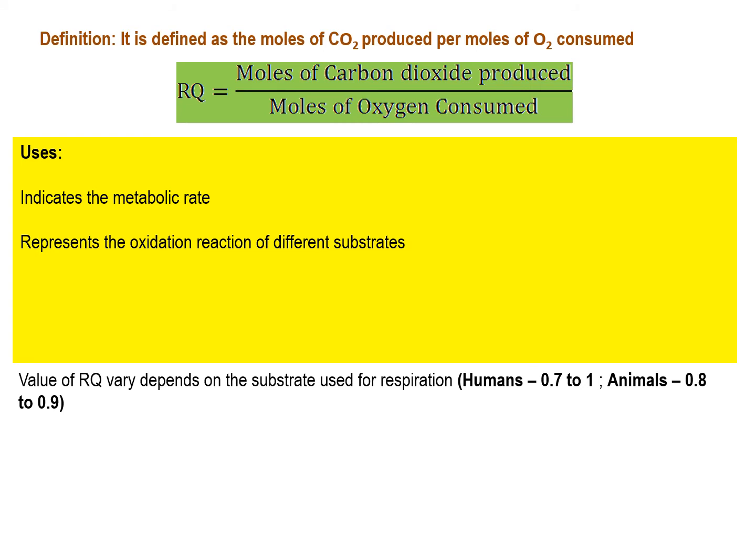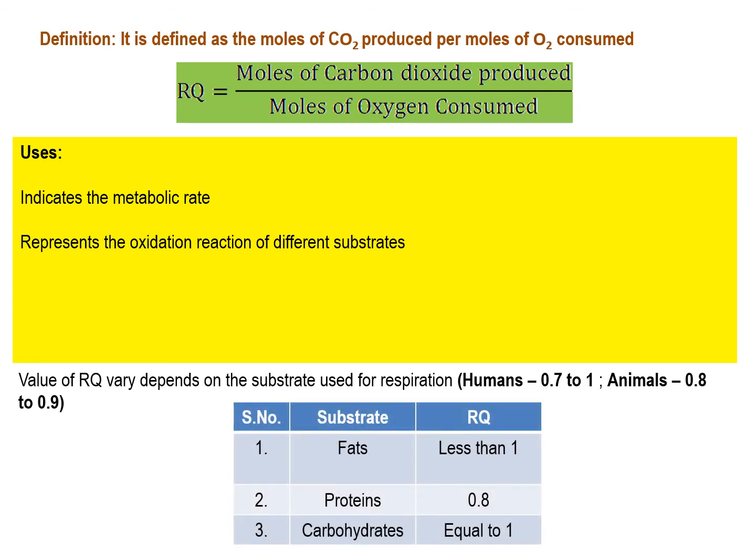You can see the RQ value varies in terms of humans and animals. Considering the human, the RQ value will vary depending upon the substrate being metabolized. For fat it will be 0.7, for protein it will be 0.8, and for carbohydrates it will be 1. And coming to the animals, when the animal is at rest, the RQ value will be 0.8 to 0.9.